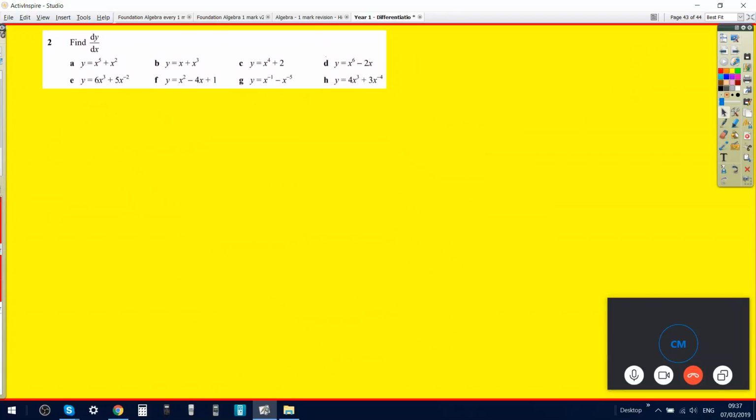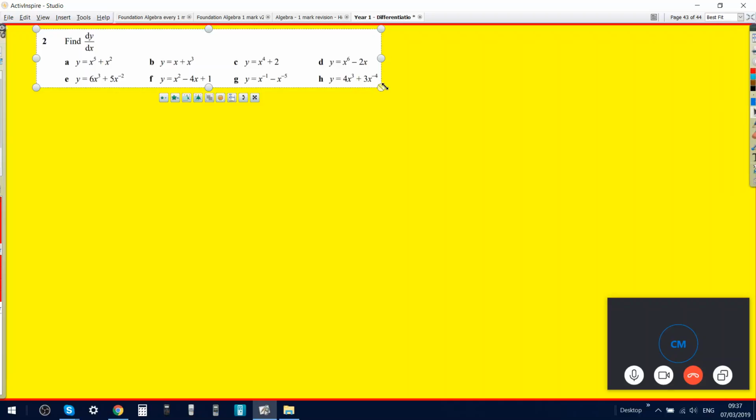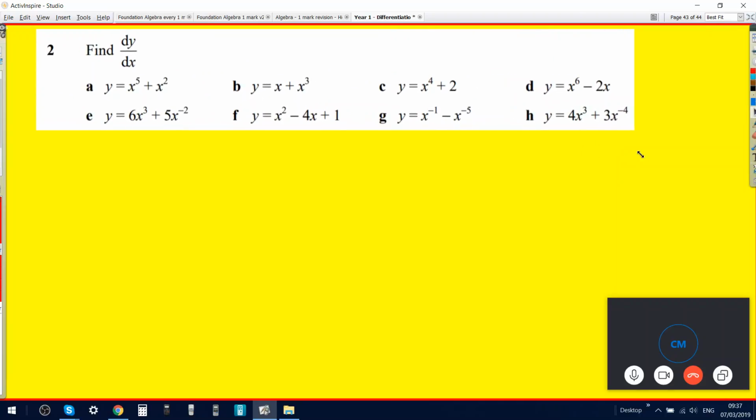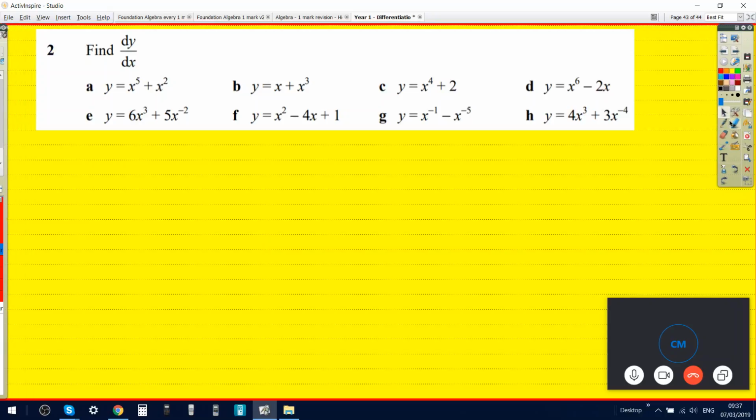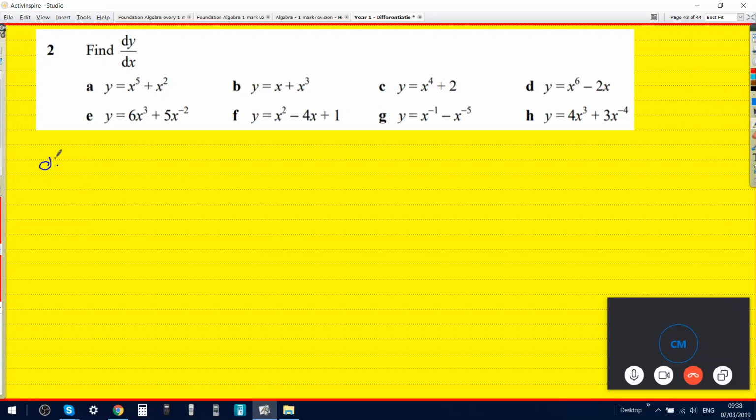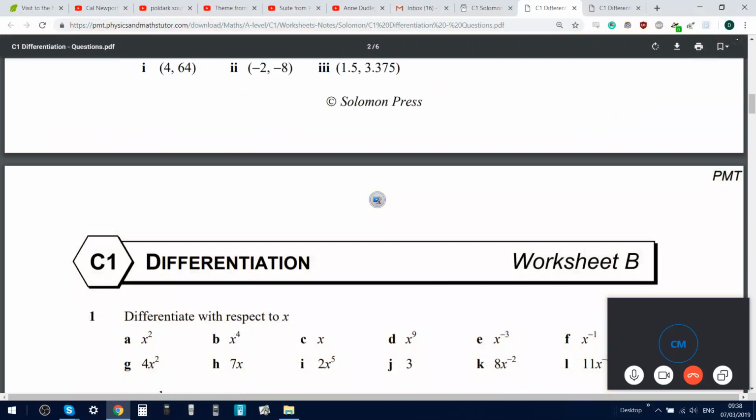So this is a different way of writing it, dy dx. First one. 5x to the power 4 plus 2x. Yeah. How about C? 4x cubed. Just 4x cubed. Yeah. 4x cubed. And you're okay for the rest of those.